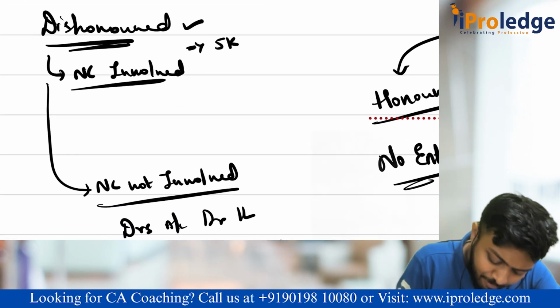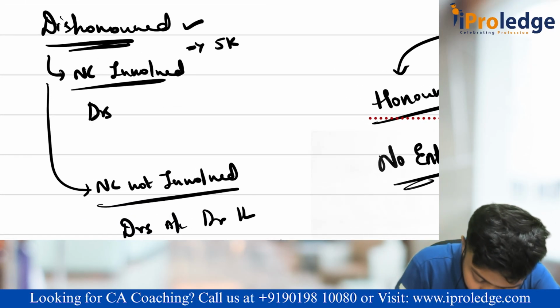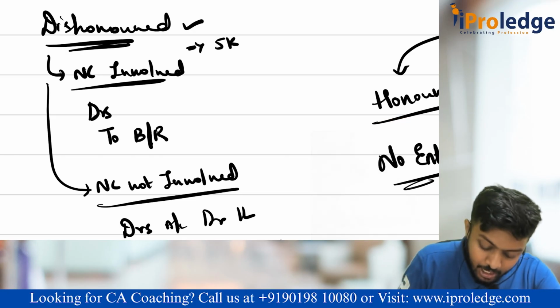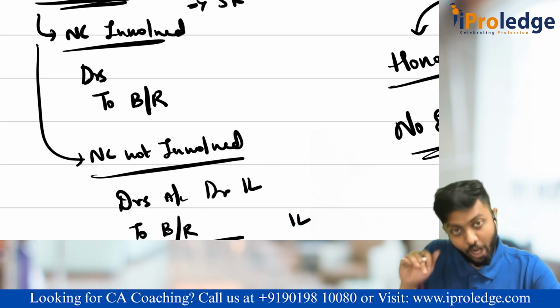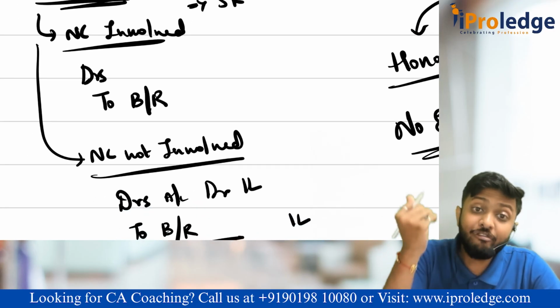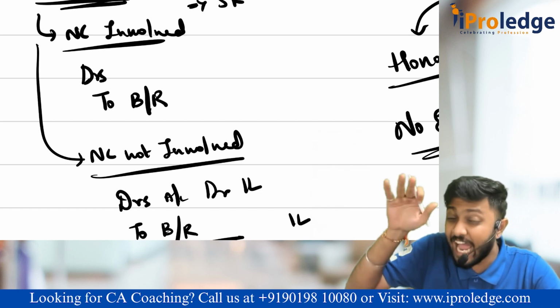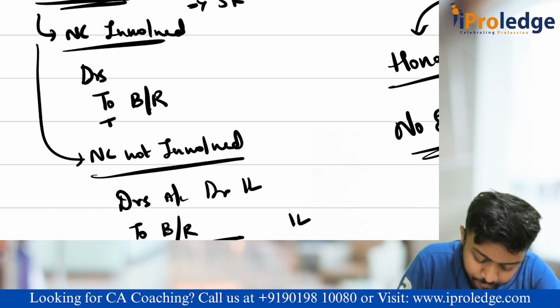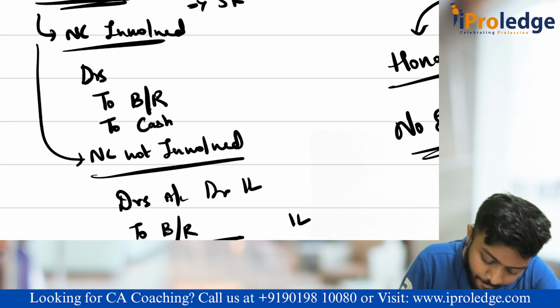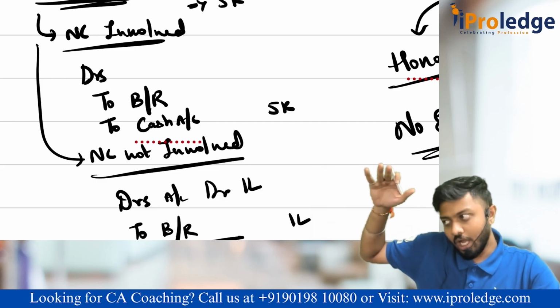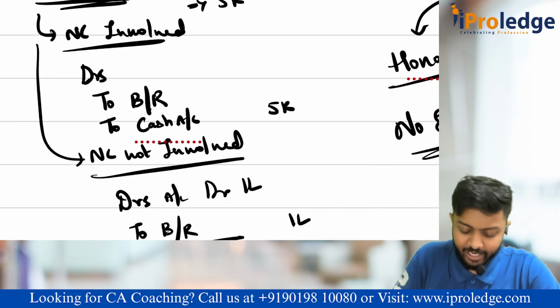What I will do is pass this entry: debtors to bills receivable. Then, since the drawer is the holder of the bill, the drawer would have paid noting charges. If the drawer has paid noting charges, his cash would have decreased. So to cash account, how much? 5k, because I paid 5k to the notary public. So my 5,000 cash will decrease, asset decreasing, credit.